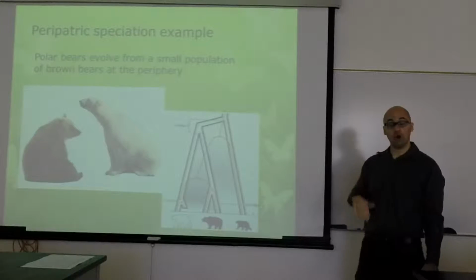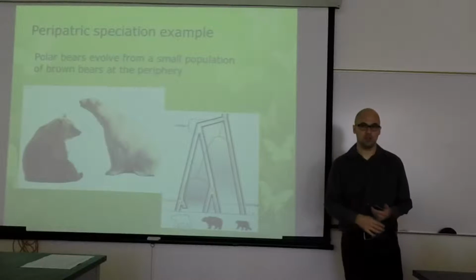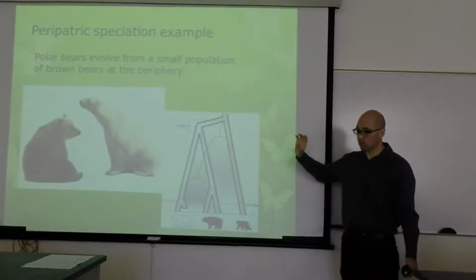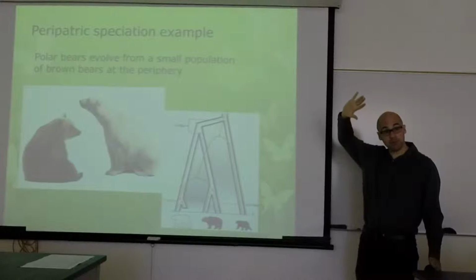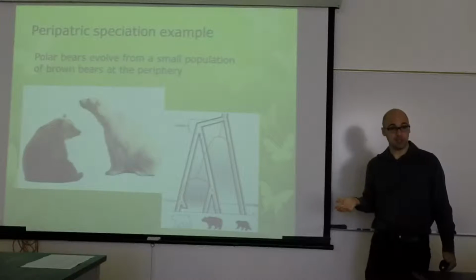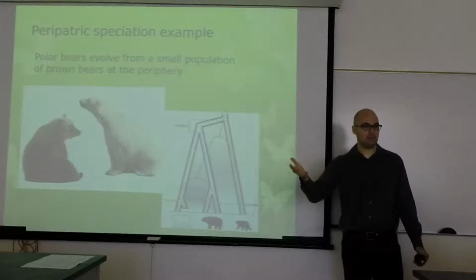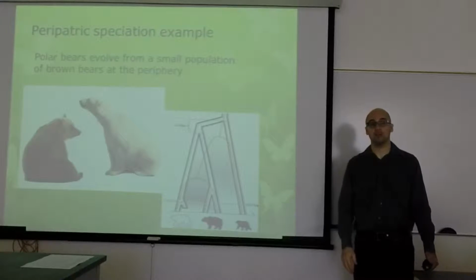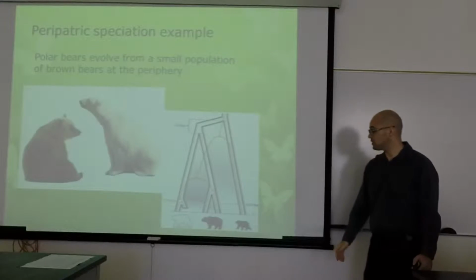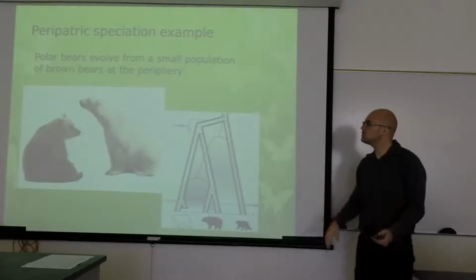So polar bears evolved from brown bears. So brown bears are a very widespread species all across America. And so a smaller population of brown bears, which were on the periphery, very far north, evolved separately. There was some geographic separation, and they evolved white and larger and into polar bears. And now they are two separate species. Well, there's several species of brown bears, but they are distinct.